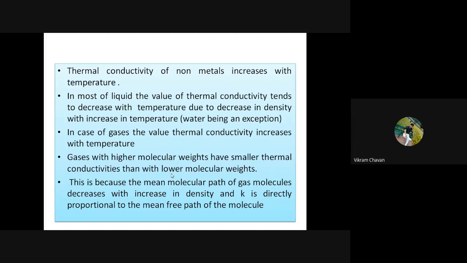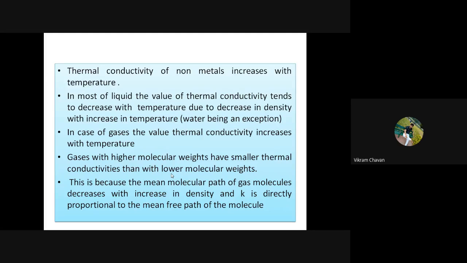So, next, in most liquids, the value of thermal conductivity tends to decrease with temperature due to the decrease in density with increase in temperature. In liquid, what will happen? As the liquid temperature goes on increasing, its density decreases. Density decreases means what? The intermolecular force becomes lesser and lesser, so molecules go away from each other. That is nothing but density decrease. At the molecular level, density decrease means the distance between two molecules gets increased.